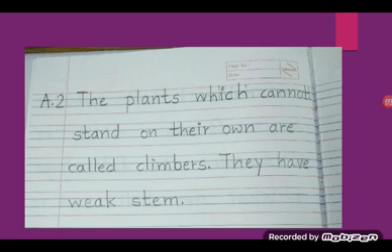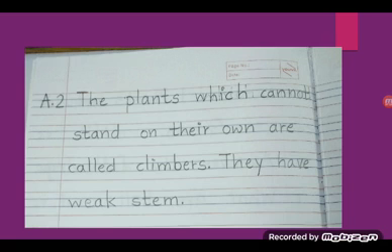Then after climbers, a full stop is there because here the sentence is ending, and again the next sentence is starting. So we are again going to write the first T of they as capital, because it is the starting letter of the next sentence. Every sentence ends with a full stop.